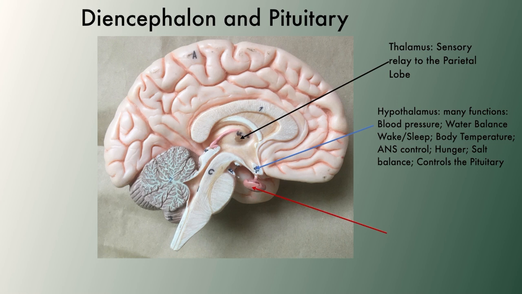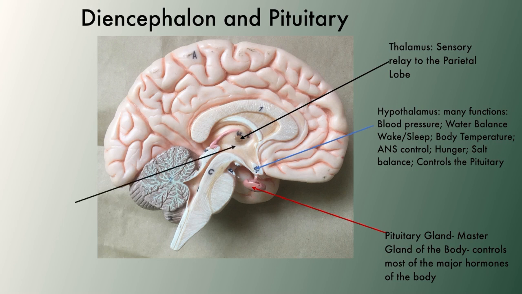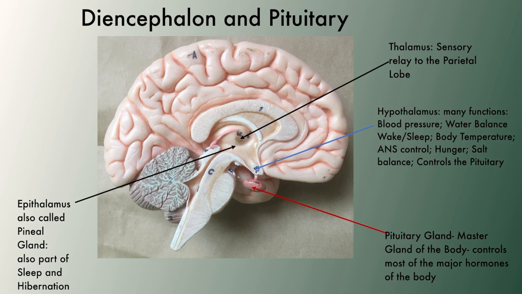What about here? That's right. That's our pituitary gland. It's what we call the master gland of the body. It's going to control most of the major hormones of the body. How about here? Right on. Hypothalamus, also called the pineal gland. And remember, it's also part of the sleep and hibernation sequence.